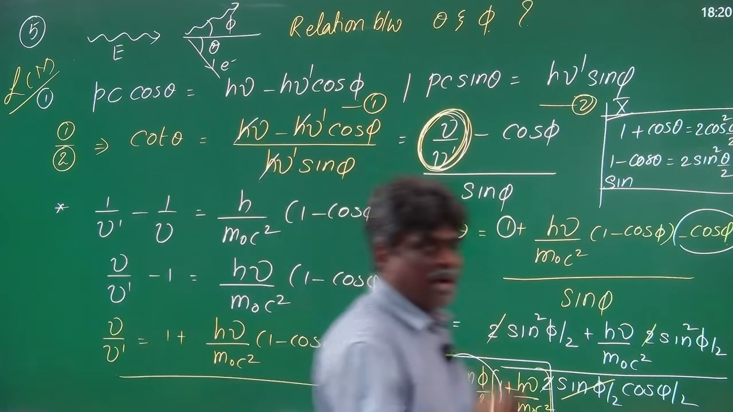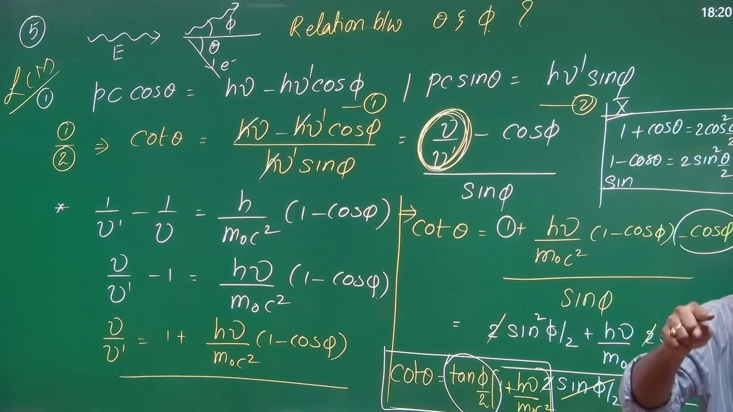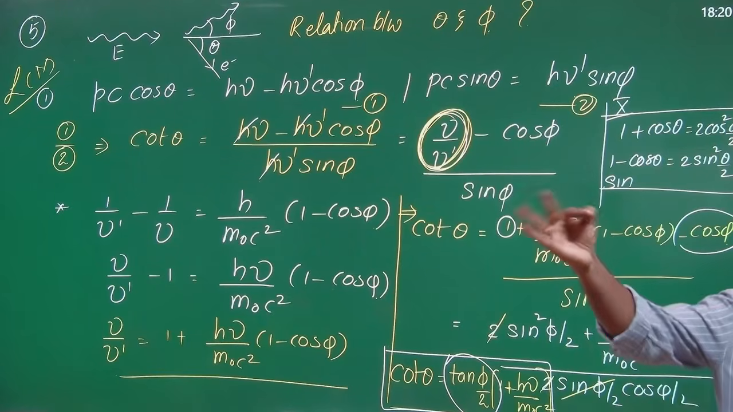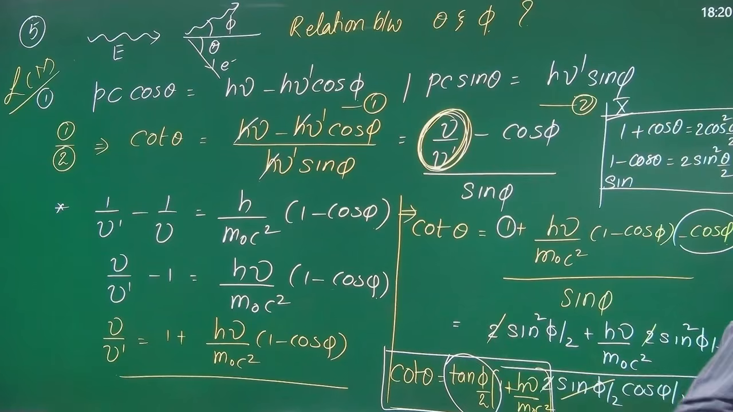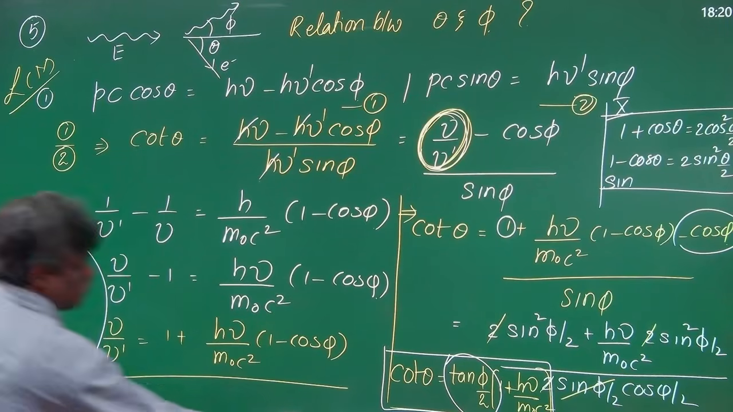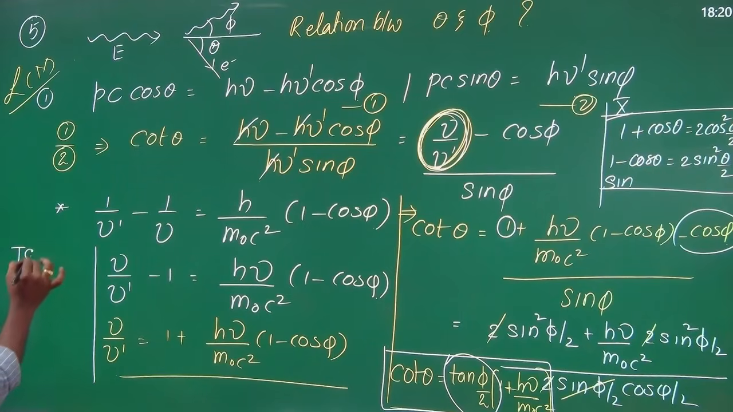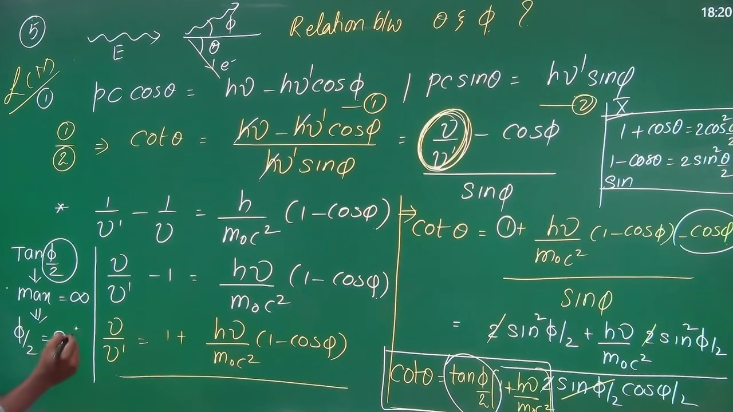Please write that. Tan phi by 2 maximum value is infinity. That is phi by 2 equals 90, then phi equals 2 into 90, which is 180. This maximum value is infinity, and this is possible only for phi by 2 equal to 90 degrees, then phi equals 180. This is the maximum possible scattering angle.